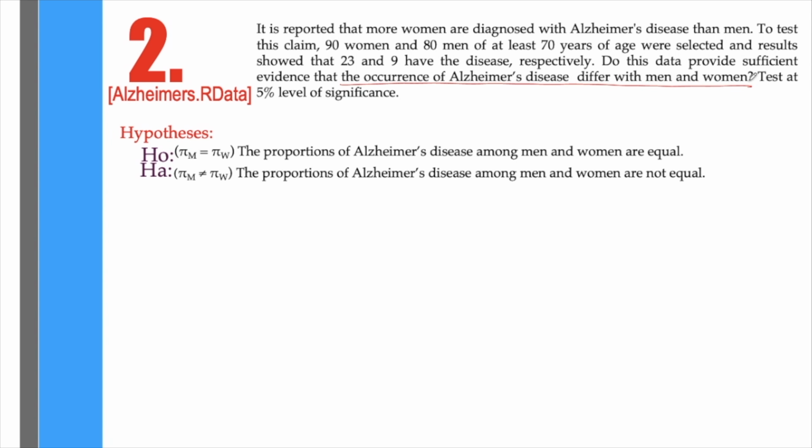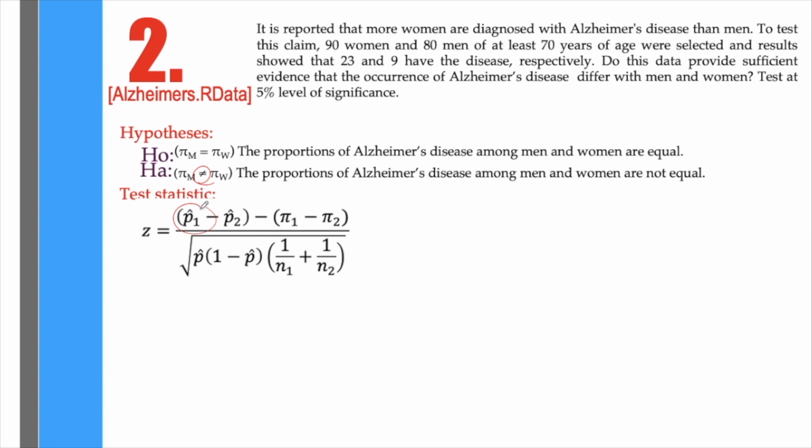And on the other hand, for the alternative hypothesis, the proportions of Alzheimer's disease among men and women are not equal, or in other words, the occurrence of Alzheimer's disease differs with men and women. And applying the z-test for two proportions, our p hat 1 again is 23 out of 90, p hat 2 is 9 over 80, and the overall p hat is 32 over 170, and 1 minus p hat as we computed was 138 over 170. And of course, n1 and n2 here are 90 and 80 respectively.